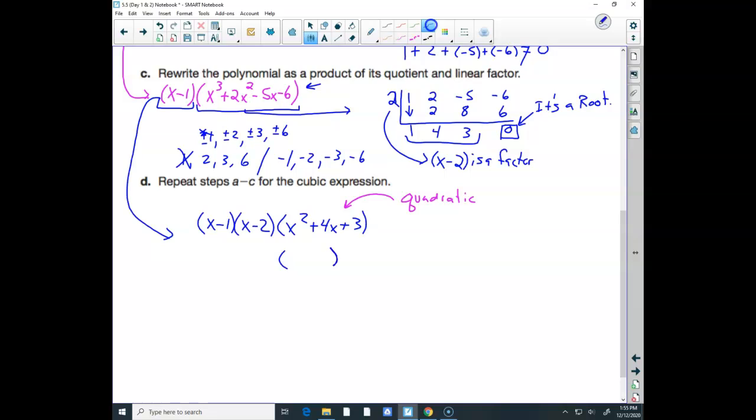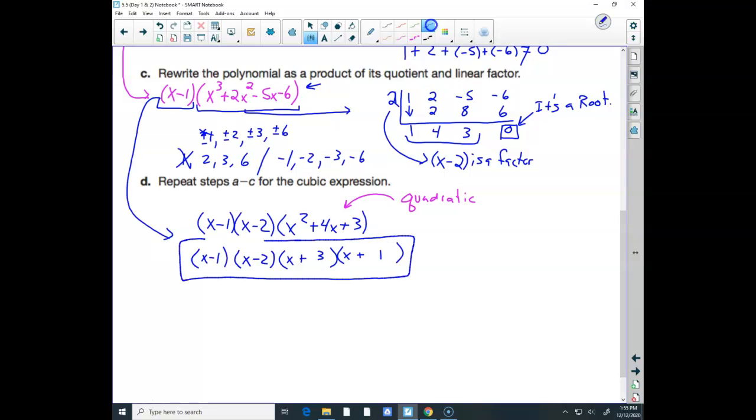Does this factor anymore? Well, I would have an x times an x. Factors of 3, well, my signs both have to be plus. Factors of 3 are 3 and 1. That's it. Oh, look at that. And if I multiply that through, I get what's above it. So I have just completely factored my 4th degree polynomial on the top. Okay, so there we are.